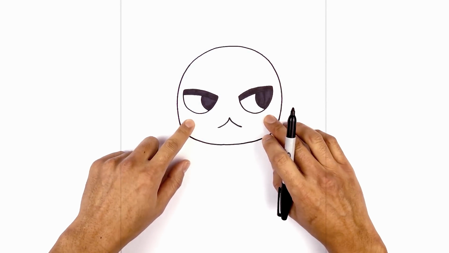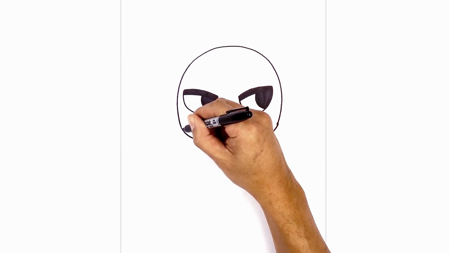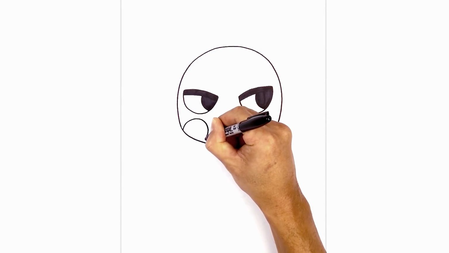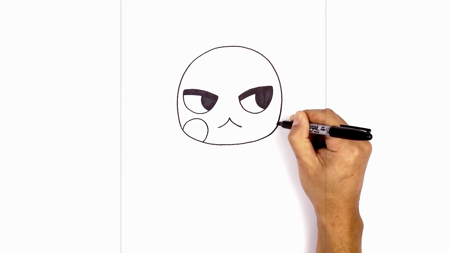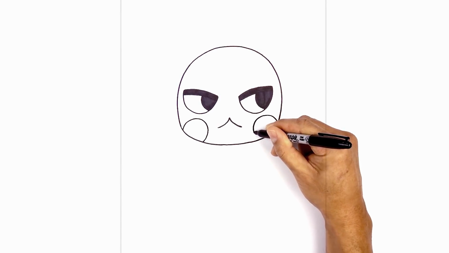Now we're going to draw 2 half circles tucked in alongside the jaw here for the cheeks. So starting on the corner of the jaw, curve around, in towards the eye, and then back down. We'll do the same thing on the right. Starting from the jaw, curve in towards the eye, and then down.